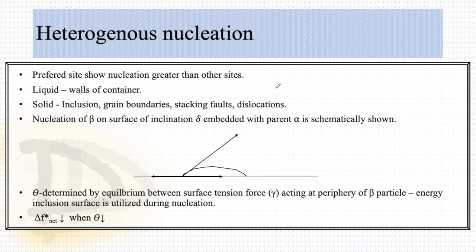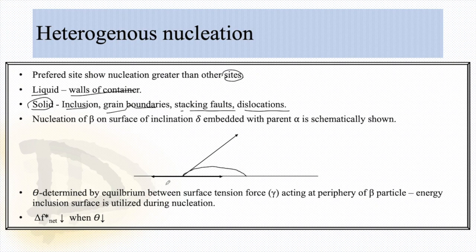The preferred sites show nucleation greater than other sites. So what are the sites? In case of liquid, our sites are the walls of the container, and in case of the solid, the sites include inclusions, grain boundaries, stacking faults, and dislocations.